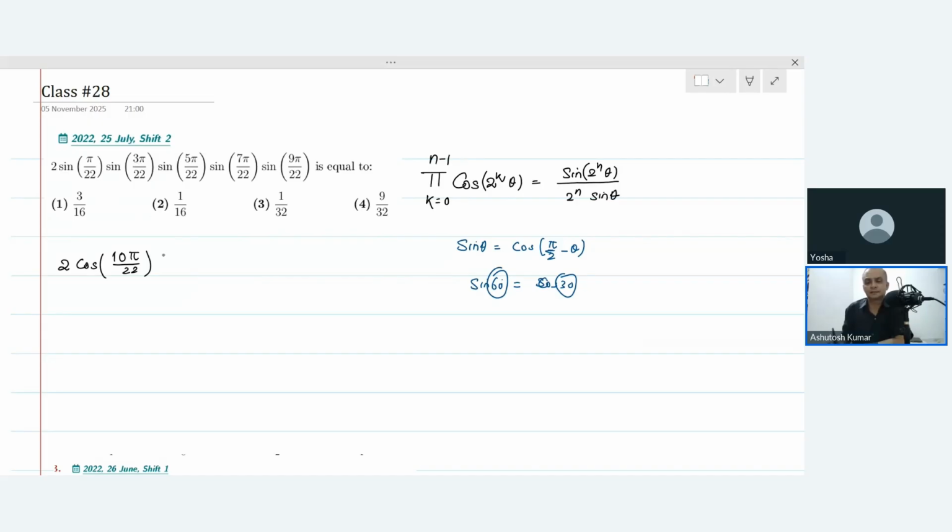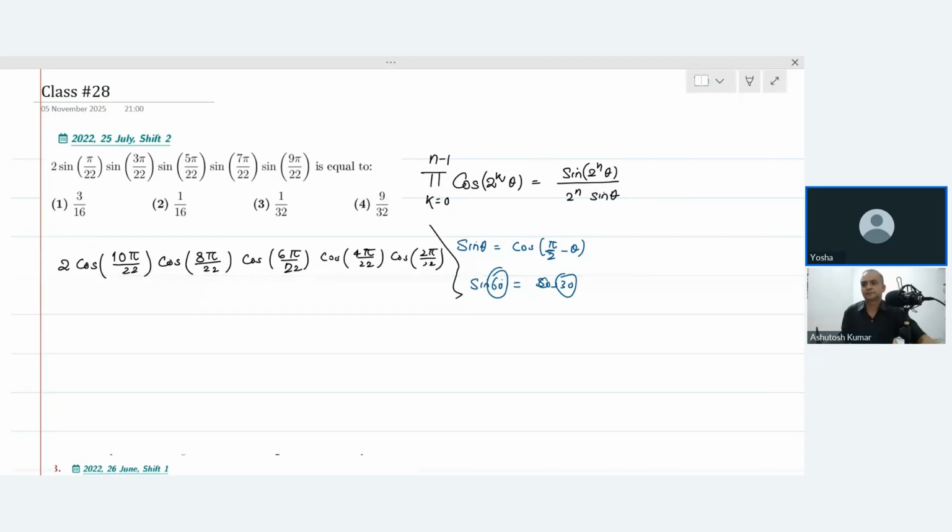What do we get for the rest? Cos of 8 pi by 22, cos of 6 pi by 22, then cos of 4 pi by 22, and then finally cos of 2 pi by 22. Is it clear? Yes, sir. Okay, now see one thing here.